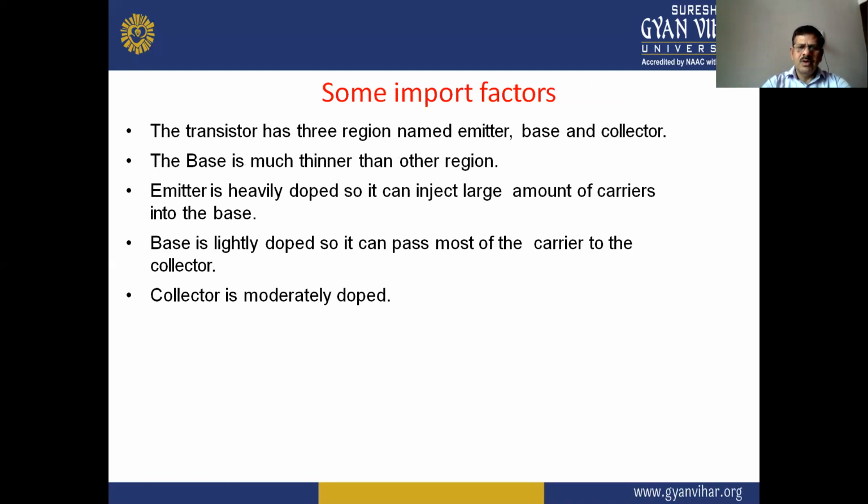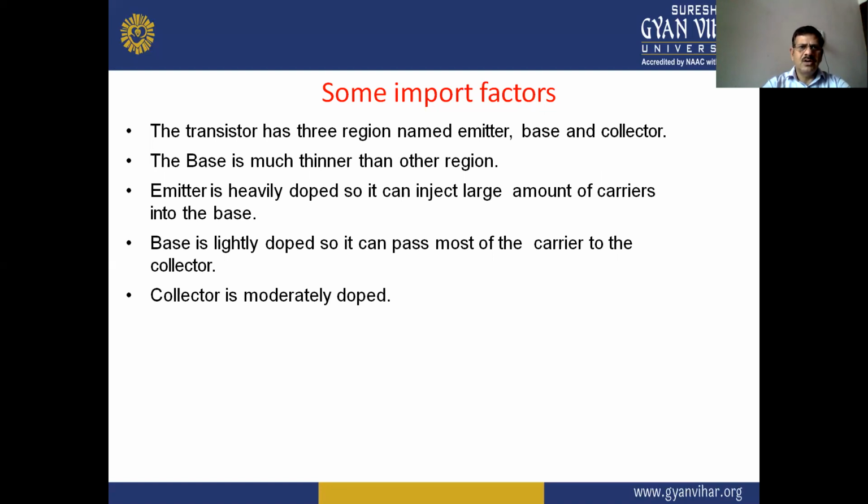There are some important factors in the BJT device. The transistor has 3 regions named emitter, base and collector. So there are total 3 regions in BJT, or simply we can say a transistor. The base is much thinner than the other regions. The width of the base region is thinner as compared to the emitter region and collector region.